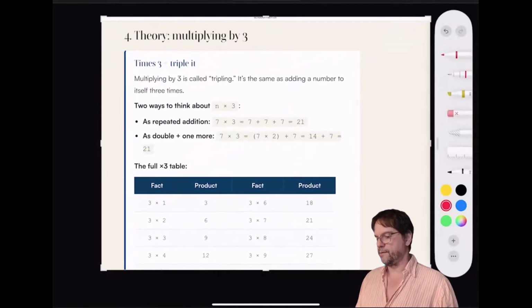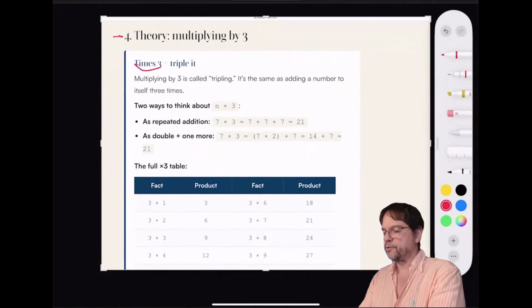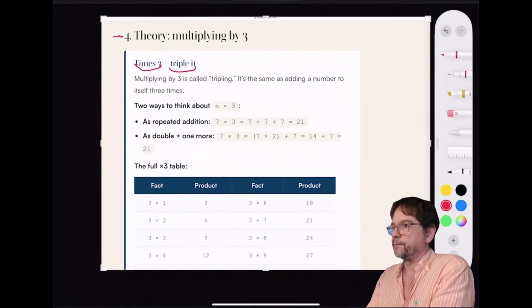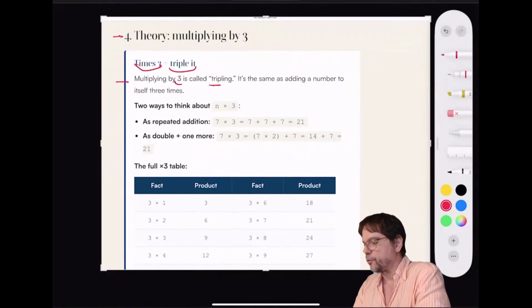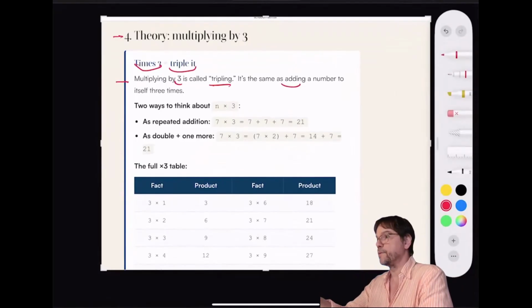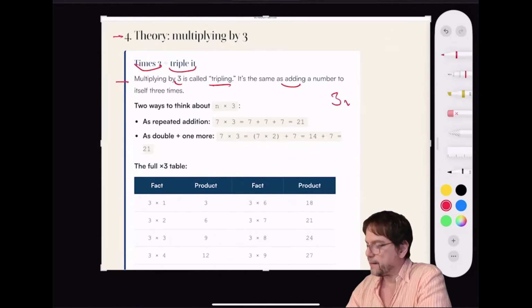I need your help with this. Multiplying by 3 is called tripling. Do you agree? It's the same as adding a number 3 times. Make sense? Obviously. Okay, can I represent the triple of a number as 3 times n?